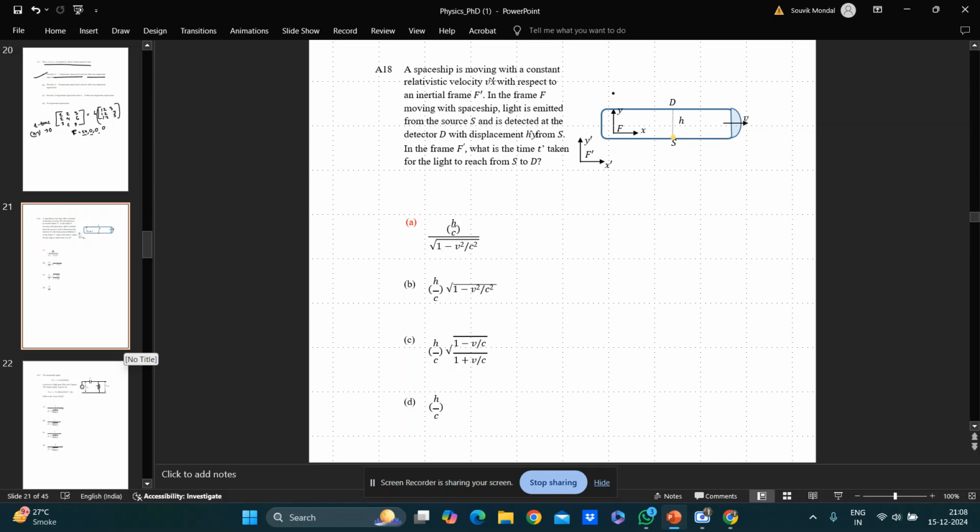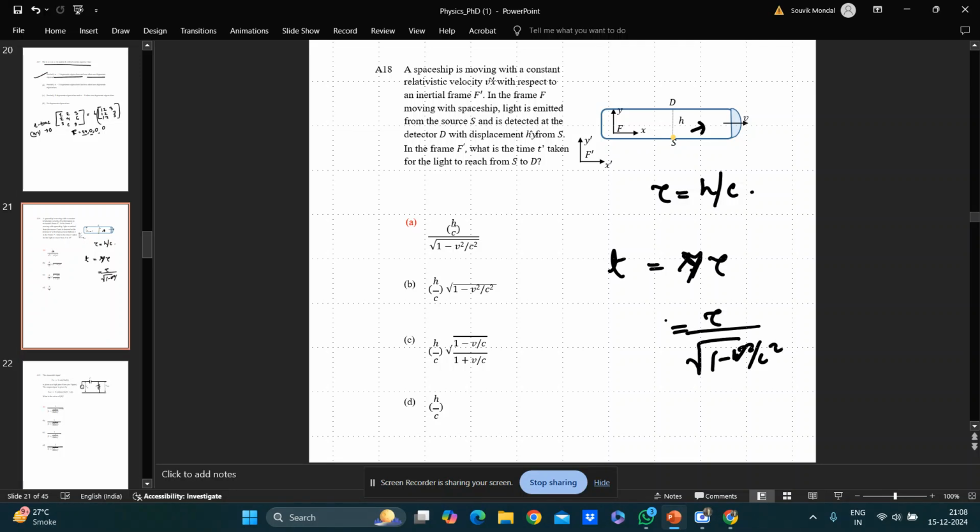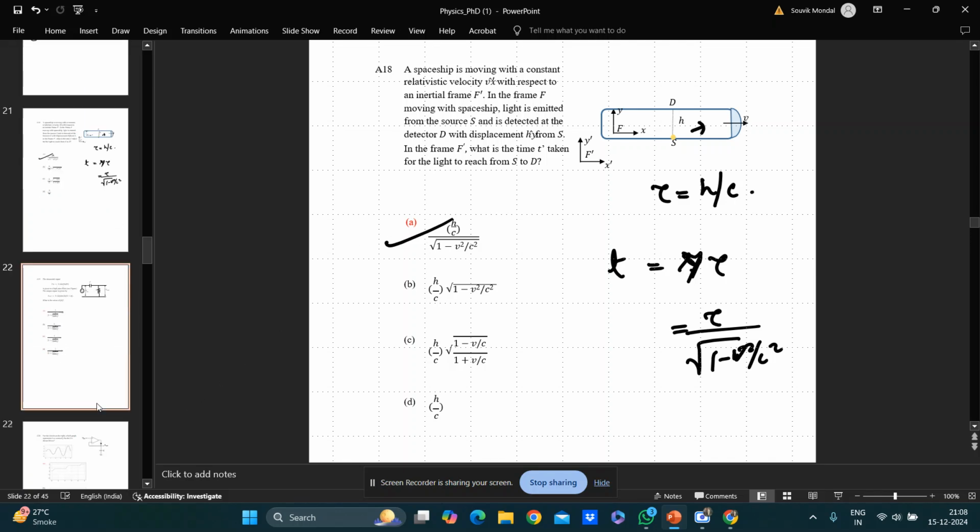Now this problem is also simple, they are giving too much language to confuse you. In this frame they mentioned what tau is, that is simply h by c. So they are asking what should be your t in this frame. So t is gamma tau. What is gamma? Gamma is simply tau into 1 minus v square by c square. Okay, so this is the right option.